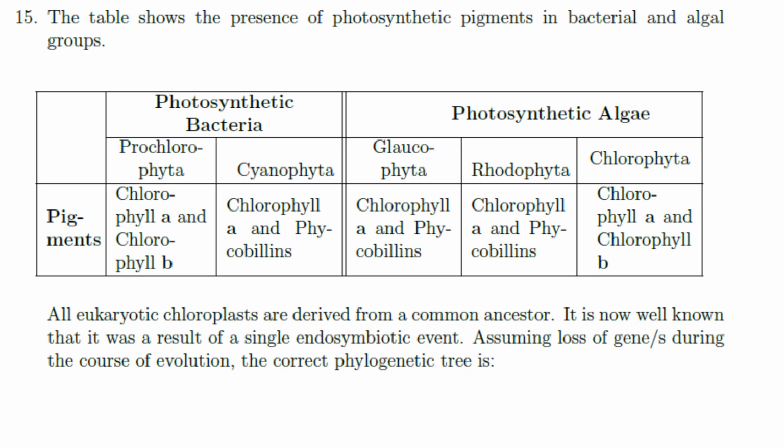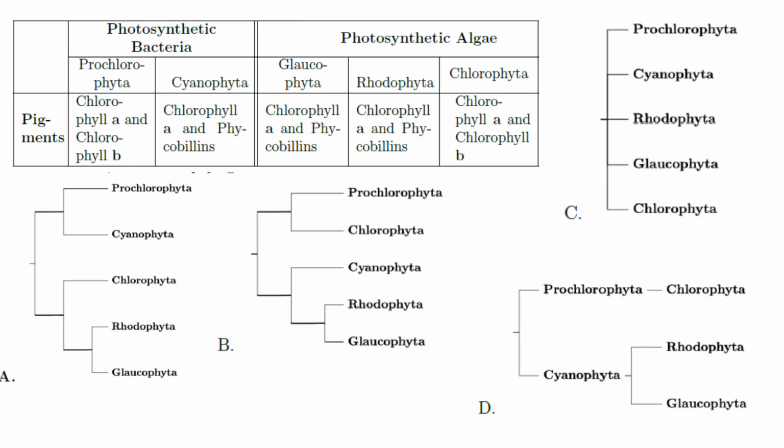Now, the table shows the presence of photosynthetic pigments in bacterial and algal groups. So this is photosynthetic bacteria, this is the algal group. All eukaryotic chloroplasts are derived from a common ancestor. It is well known that it was the result of a single endosymbiotic event. Assuming loss of gene or genes during the course of evolution, the correct phylogenetic tree is. So this is the data that we have. This is photosynthetic bacteria and this is photosynthetic algae.